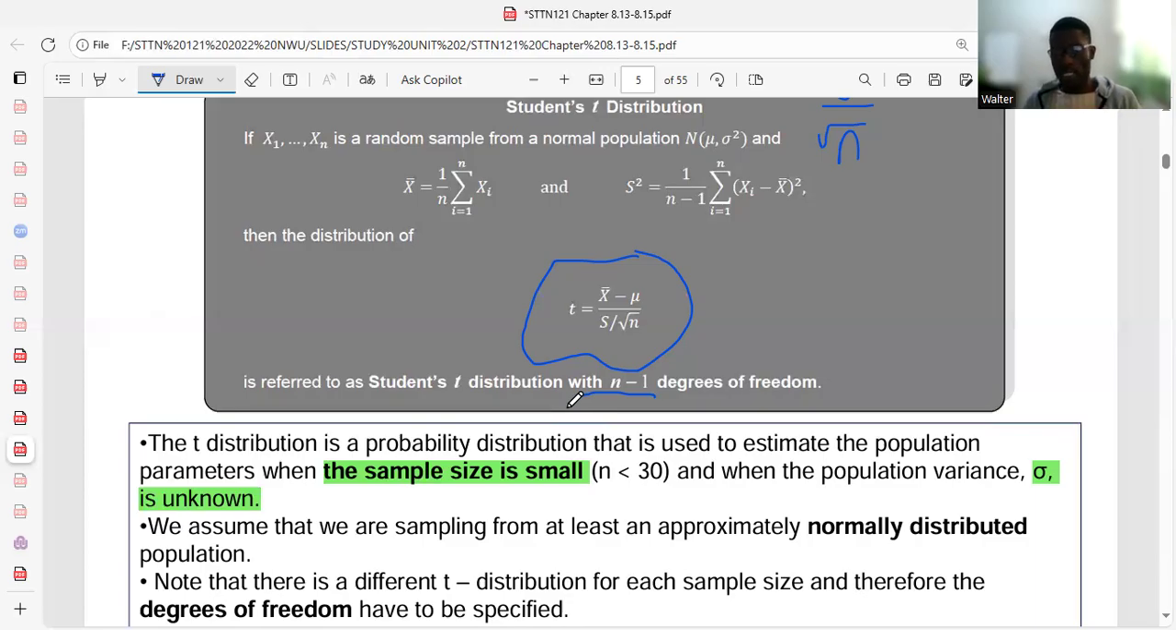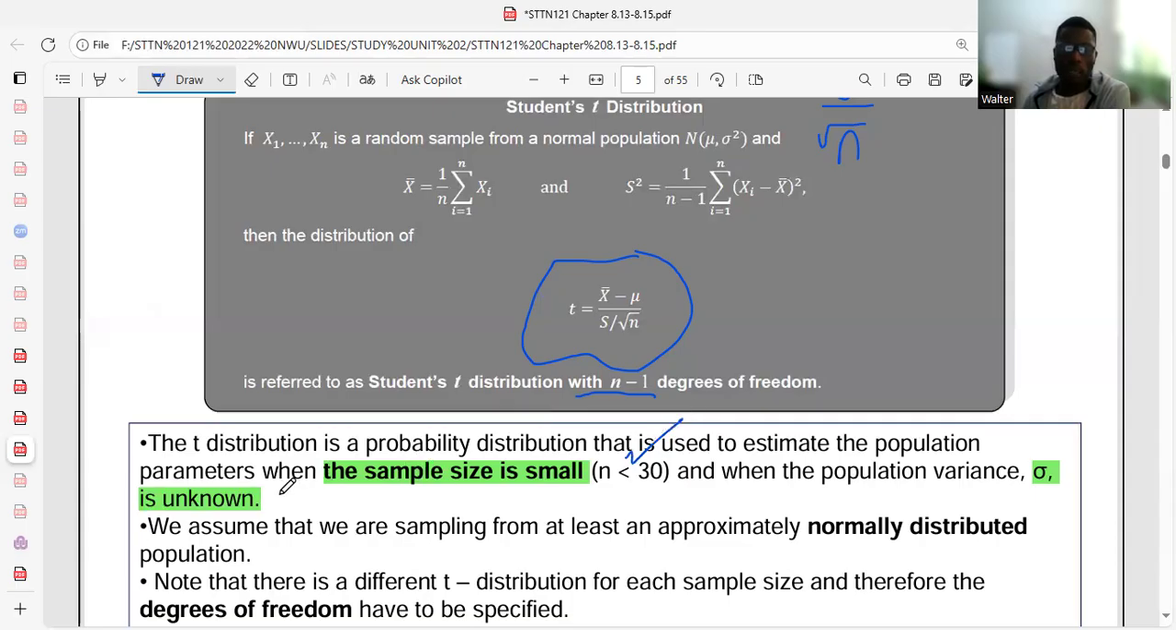But not only n is less than 30, and also the population standard deviation is unknown. How do you know that the population standard deviation is unknown? It means that you will be given the sample standard deviation. Guys, this is very important. n is less than 30, and the population standard deviation is unknown. That is when you are going to use the student T distribution.